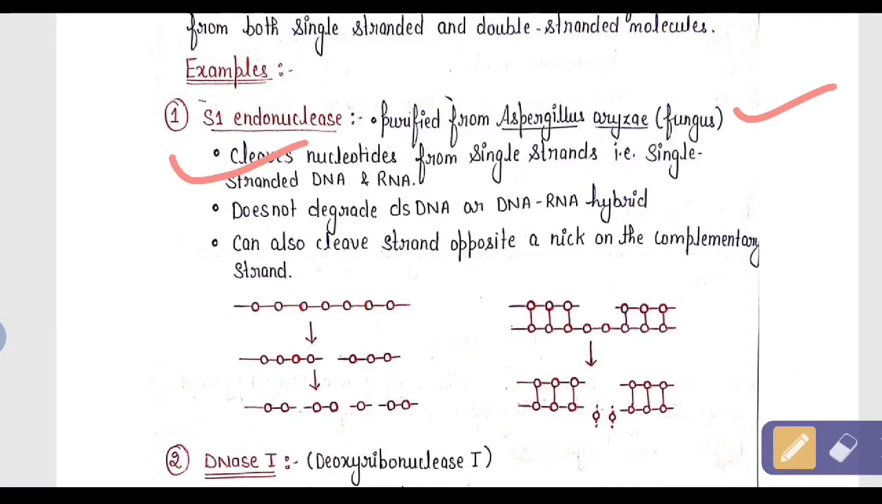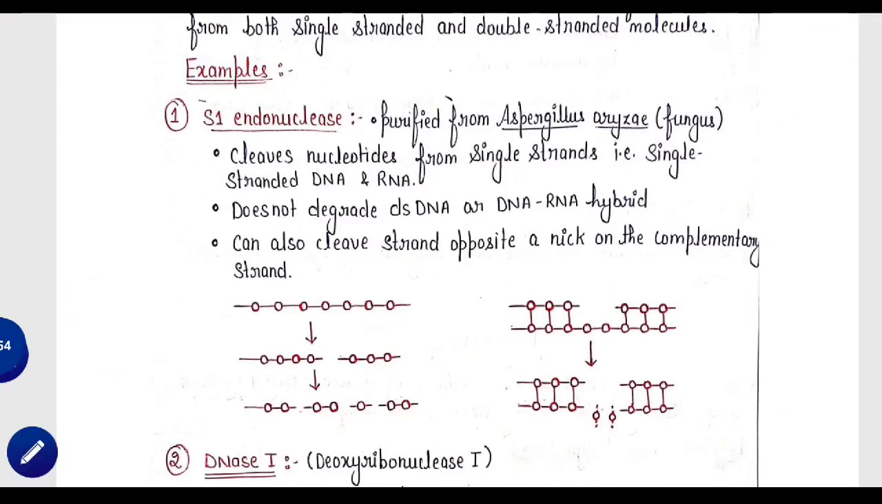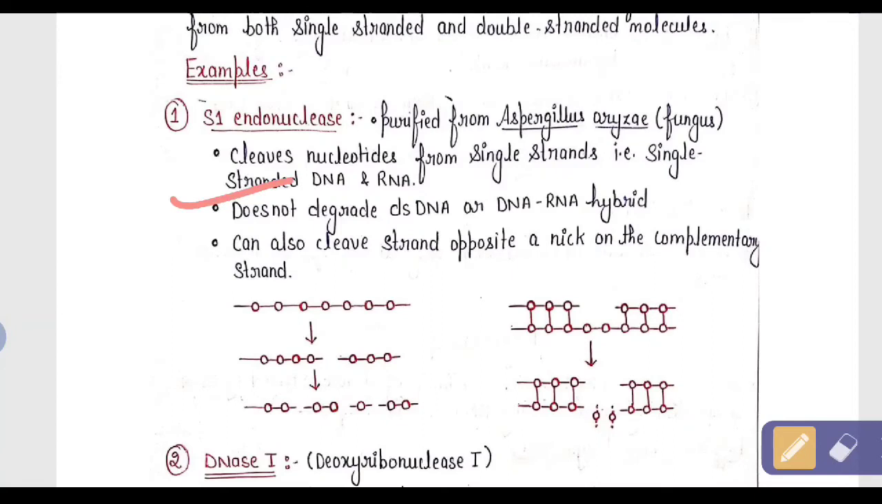Moreover, it can also act on the nicks. So if a nick is there, the opposite DNA strand is single stranded, right? Because it doesn't have anything here. So it is going to act as a single strand only. So these enzymes can act on the nicks also. Okay. Then it does not degrade the double-stranded DNA or the DNA-RNA hybrid. So it is only going to act on the single-stranded DNA or RNA, or opposite to the nick, where it is getting a single strand.